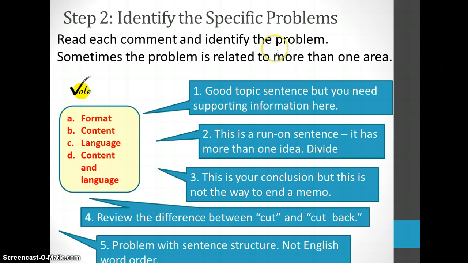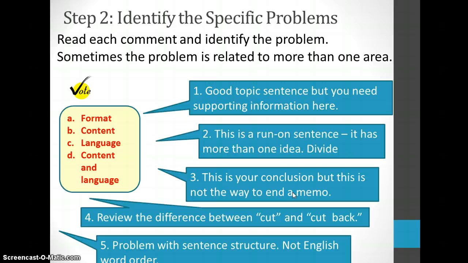So, once you've got the general problems, then you need to look at the specific problems. And use the feedback. Good sentence, but you need supporting information. Well, that tells you you've got the main idea, but you're missing information. Prove that main point. Run-on sentence, there's more than one idea. Divide. You may have a conclusion, but that's not the way to end an email or a memo.